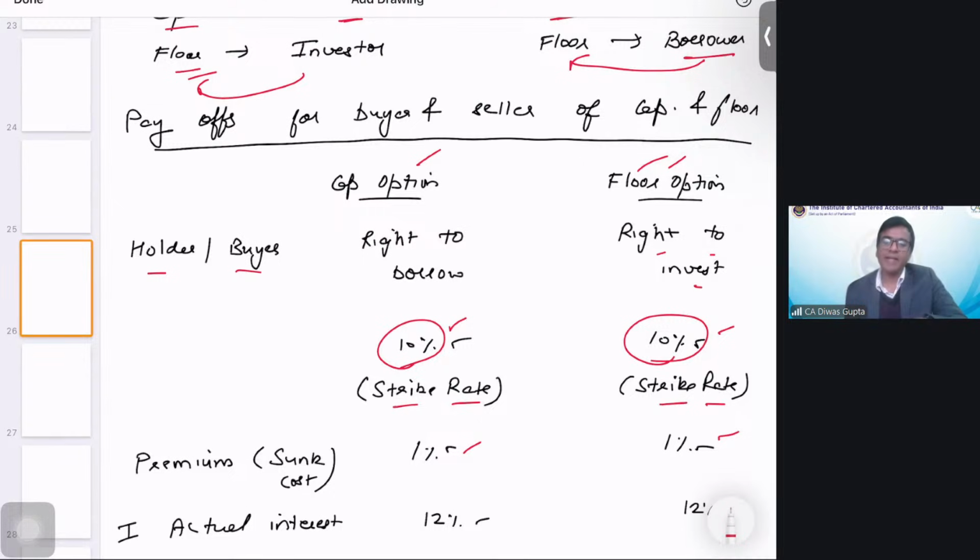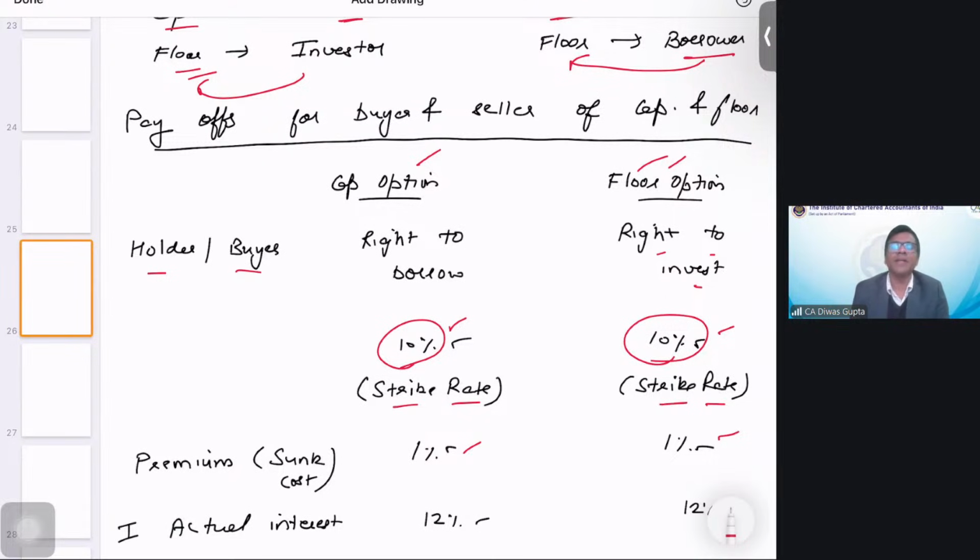Yes, Lavanya, you're right. Prashant, you're right. Perfect. I request everyone to please respond on the chat box. There is a gain of 2%. Why? Because had this option not been there, the borrower would have borrowed at 12%. Now, because of this, the borrowing is happening at 10%. So there is a 2% net gain, right?